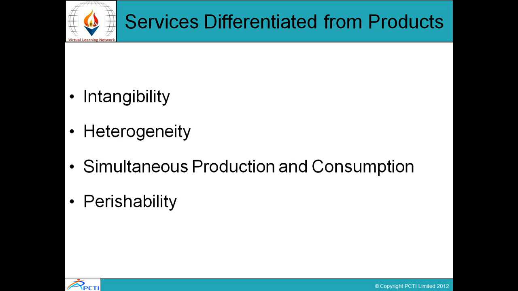We talk about perishability. Perishability basically refers to the fact that services cannot be saved or stored. It cannot even be resold or returned, right? So this is basically in contrast to goods that can be stored or resold the another day or even returned if the customer is unhappy.